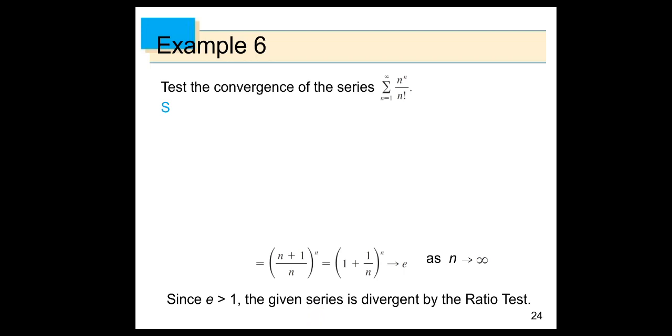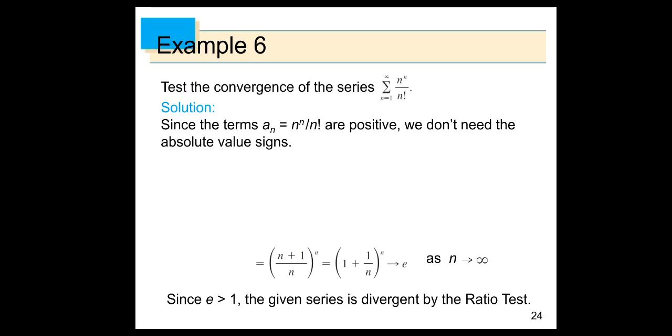Something is off over here, and I don't know what happened, but still we have this test of convergence. We have to see whether the series is convergent or not, right? So let's see the solution of that particular series. Since the term a sub n is equal to n^n by n factorial, these are positive, so we don't need the absolute value signs. If we have some negative values, we have to take the absolute value in order to bring them to positive values, right?